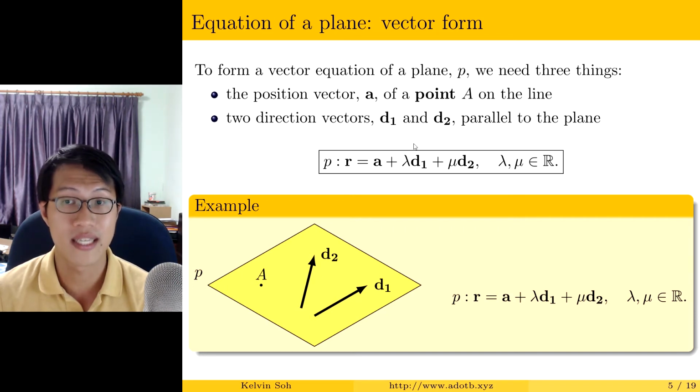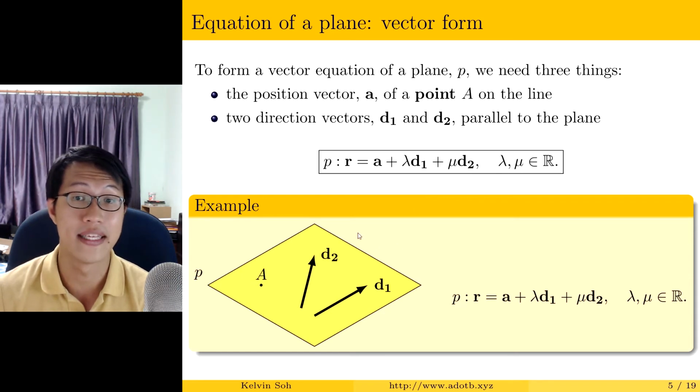The direction vectors are any vectors that are parallel to the plane, of which there are many inside the plane. So to form the vector equation of a plane, we take r, just like a line, equals the point A plus lambda d1, and for a plane, we add another direction vector, plus mu, another constant, of d2. So it's just a slight extension to what we learned in lines.